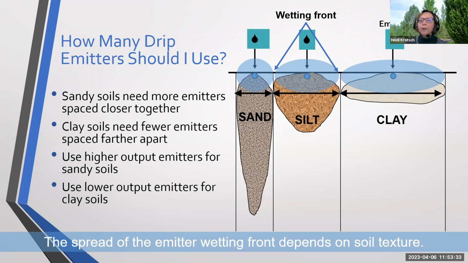So the wetting front is going to be wider, and you're going to need to use emitters that are spaced further apart. Now, because the water moves quickly through the sandy soil, they're prone to leaching, so you use higher output emitters and shorter irrigation runtimes. And because the water moves more slowly through clay soils, they're prone to runoff, so you're going to use lower output emitters and longer irrigation runtimes.